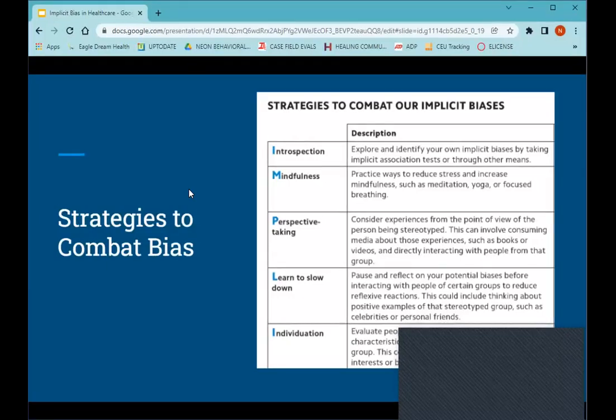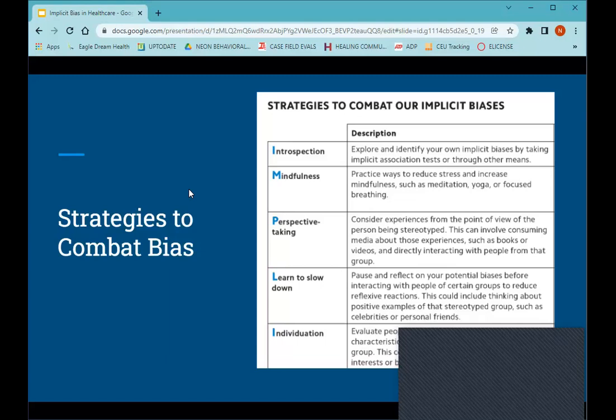You also want to practice perspective taking. You want to read books, be exposed to different cultures, watch videos, learn to know this group that you have bias about, have experiences and communication with people from that group so that you can start to understand some of their perspective and their experiences and have more empathy instead of seeing people as a stereotype. And the only way to do that is really through experience.